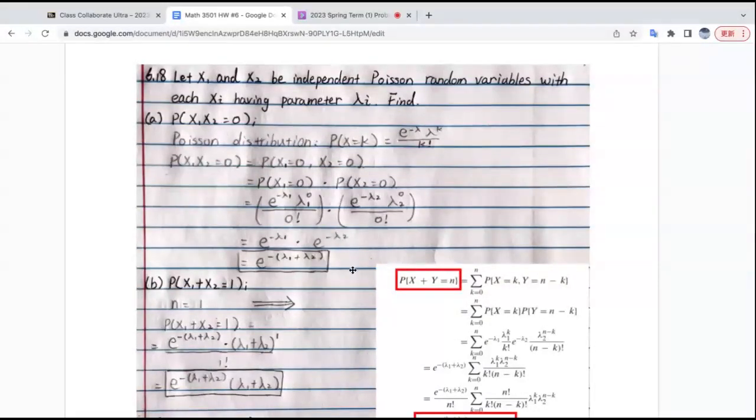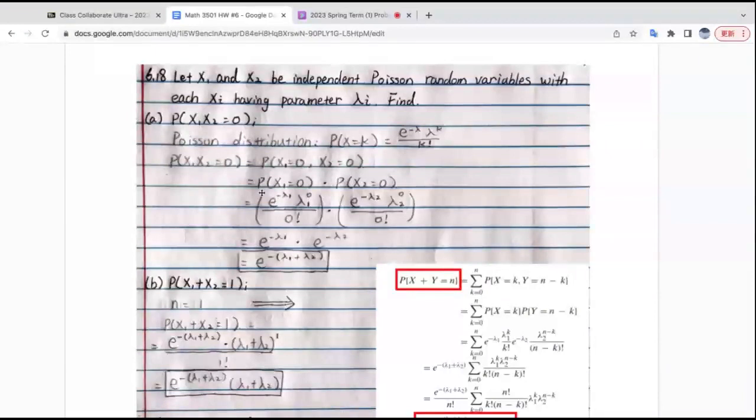Okay, so I'm going to present 6.18. Let X1 and X2 be independent Poisson random variables with each Xi having parameter lambda i. Find A, the probability of X1 X2 equal to 0. In this question, we use the Poisson distribution, and the probability of X1 X2 equal to 0 is equal to the probability of X1 equal to 0, X2 equal to 0.